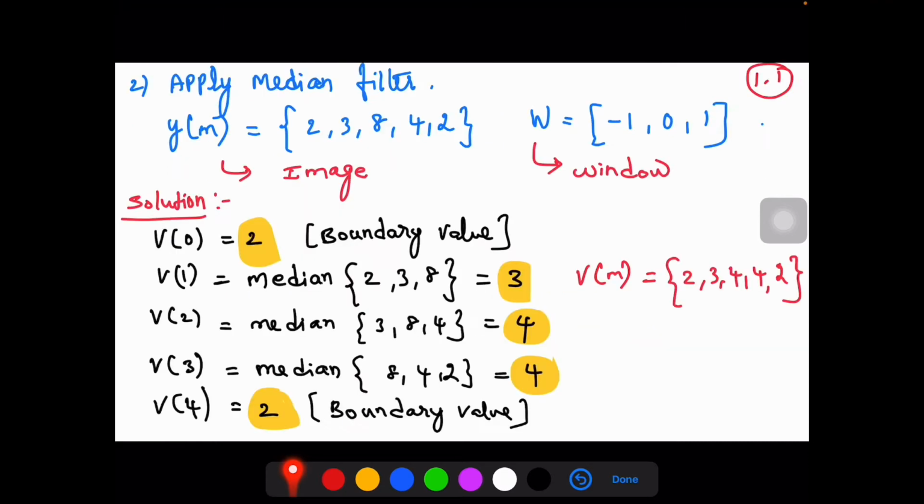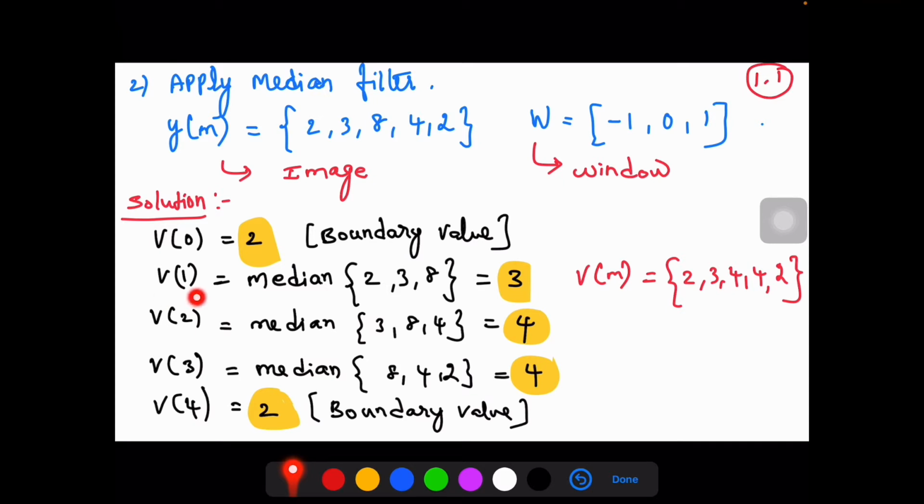This is the median for a 3x3 mask. Let us see the next one, where it's given as a window size with another form of an image. Apply median filtering for y[n], where the image is 2 3 8 4 2, and the window size they have given is 3 again, with the window -1 0 1. So the first one and the last one become the boundary values: y[0] and y[4], equal to 2, are the boundary values. The middle 3 values are taken for the windowing function, so you have to apply the window for those values.